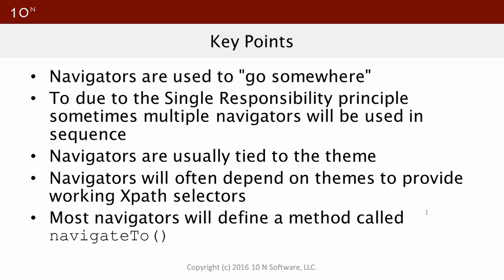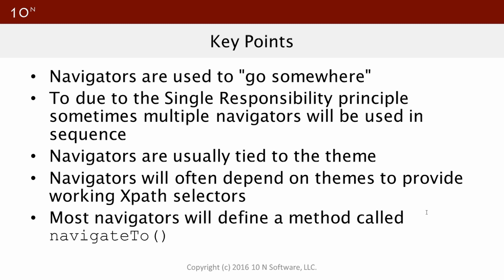So some key points on navigators. Navigators are used to go somewhere. They're not going to cause any kind of change to occur. They're intended to allow you to go to some place. Due to the single responsibility principle that Magium is going to be using, sometimes multiple navigators will need to be used in some kind of a sequence. So for example, there's a navigator that will allow you to navigate to an order that a customer has made. So the first thing you'll need to do is navigate to the account homepage. From there, you'll need to get another navigator that'll navigate to the order based off of the order ID. So we try to make things as distinct as possible so that they can be reused as much as possible. Navigators are also going to be tied to the theme.